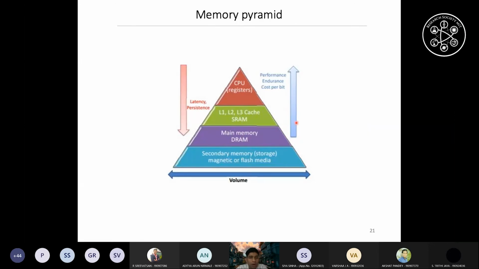Why? Because if you go up, the performance increases, that is, they become faster and faster. Flash drives take microseconds to milliseconds to write data. DRAM takes tens of nanoseconds, about 16 nanoseconds. SRAM takes 2-3 nanoseconds. And the CPU is in 1 nanosecond or less, even picoseconds. However, if you go down, they become cheaper. That's why, otherwise we could use SRAM for data storage also. But if you go down, they become cheaper.